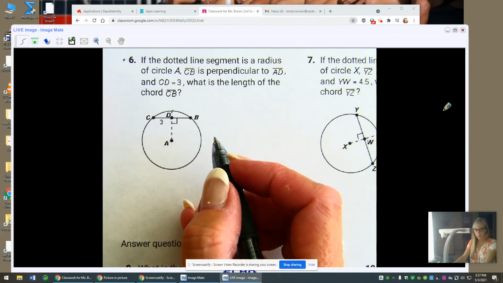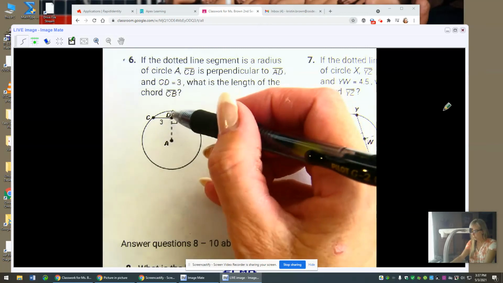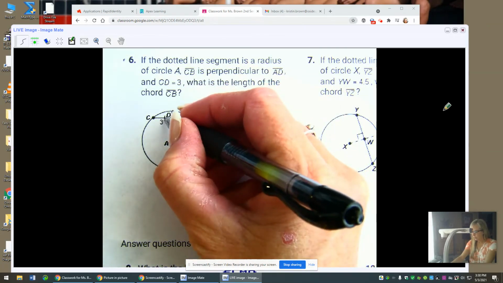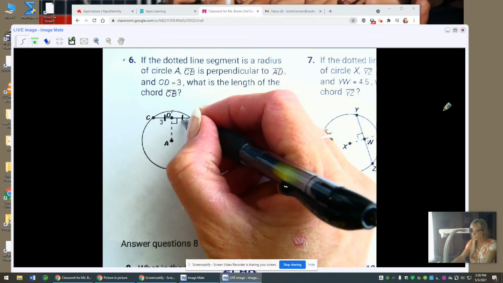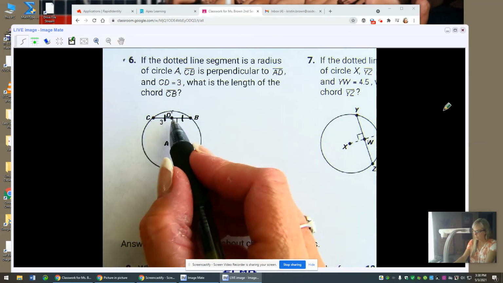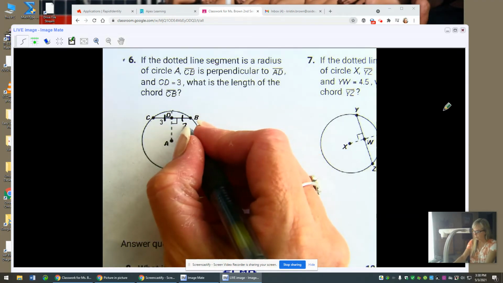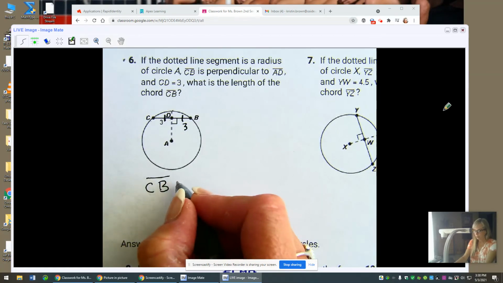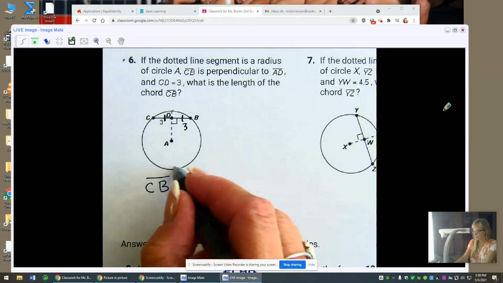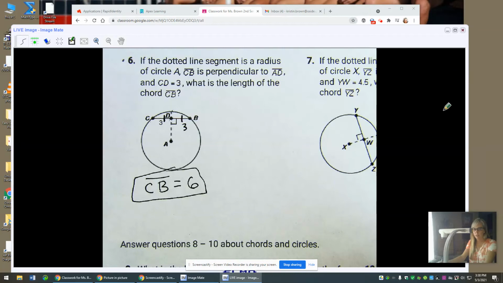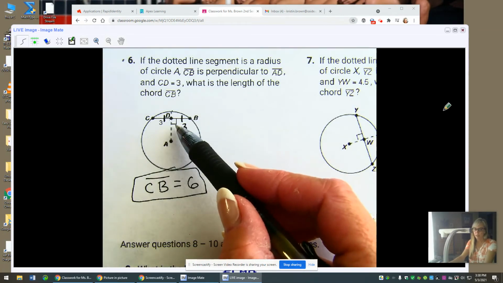Well, one of the rules says that if you have a radius perpendicular to a chord, then these segments that are split are bisected, meaning they are equal. So if CD is 3, that must mean DB is 3, which means the segment of the chord is 3 times 2, or 6. So that's just a rule you have to know, kind of stepping it up to high school level. And number 7 is just like that. But the key is they have to be perpendicular for that to be true.